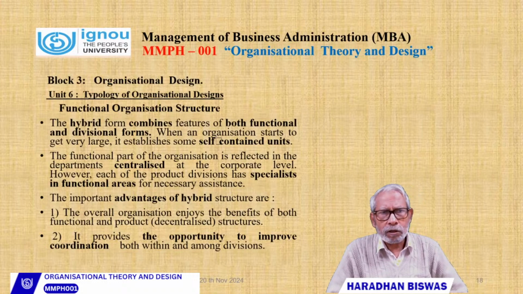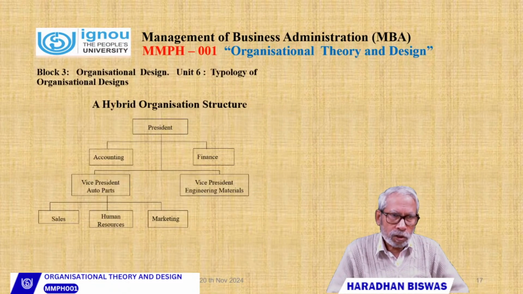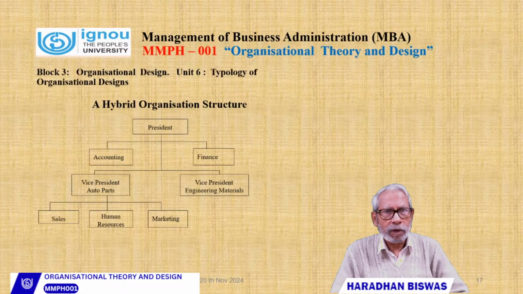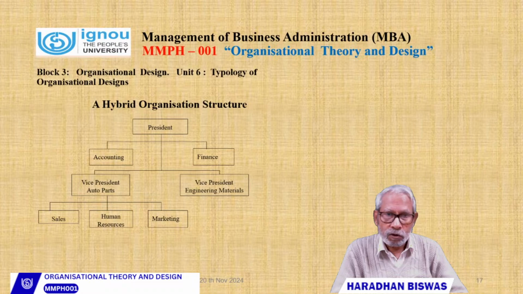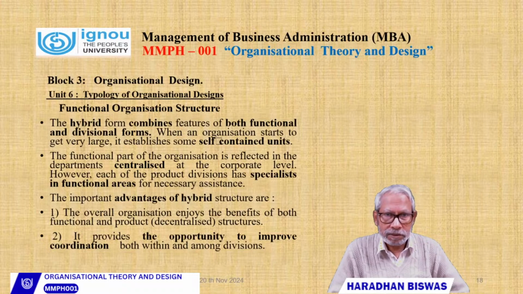The hybrid form combines the features of both the functional and the divisional forms. In this case, there are functional and also divisional forms. Both things are shown here. Some functional departments are HR, marketing, and other functionals, and some are divisional, like the vice president of auto parts with different divisions. So in this case, it is combined. That's why it is hybrid, combining both functional and divisional forms.